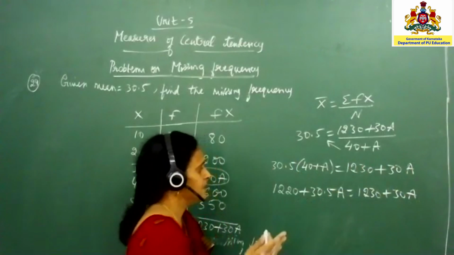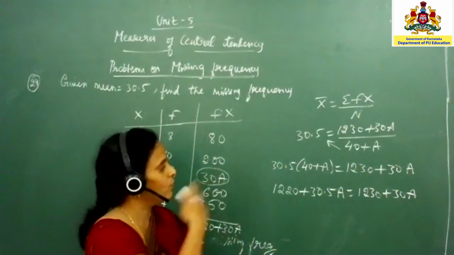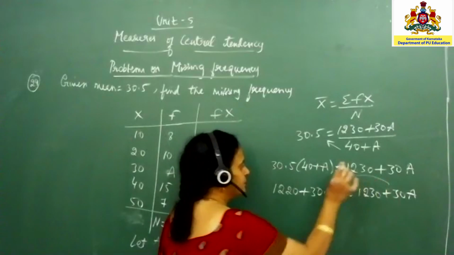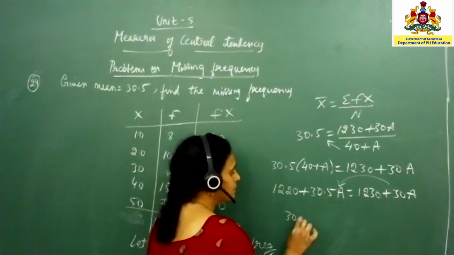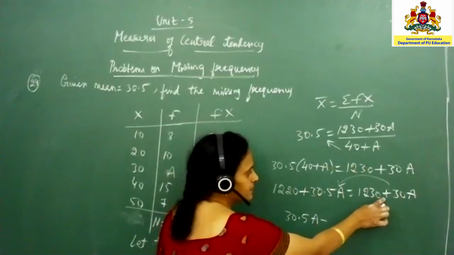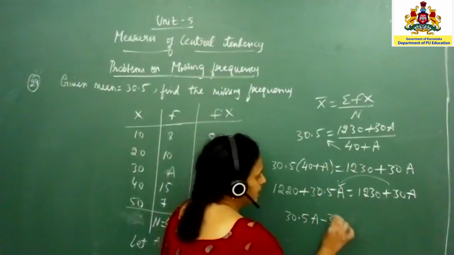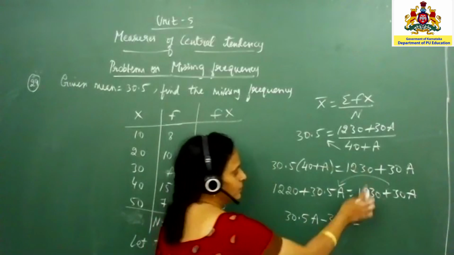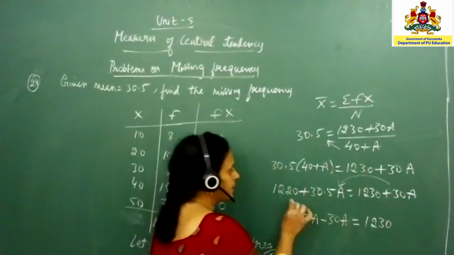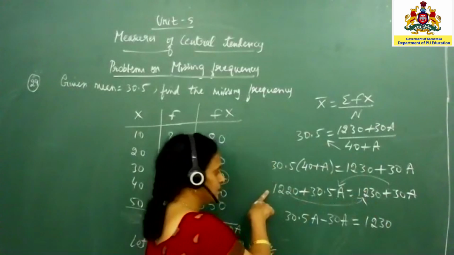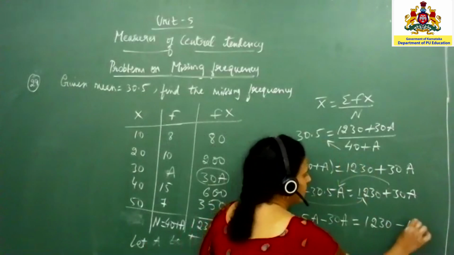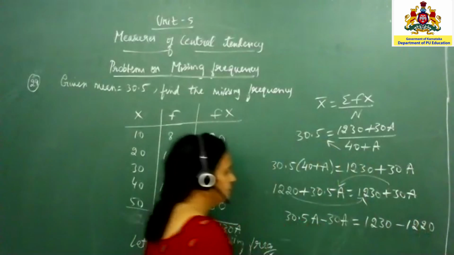Next step, I'll just keep all A values to one side and all remaining values to the other side. So this 30A, I'll bring it to the left side. So it becomes this 30.5A, I'll keep as it is. This one I'm bringing to the left side, so plus symbol becomes minus symbol. You are getting 30A. So right side you have 1230. And this number I'll bring to the right side now, so here this is plus 1220. Once it goes to the right hand side, becomes minus 1220.